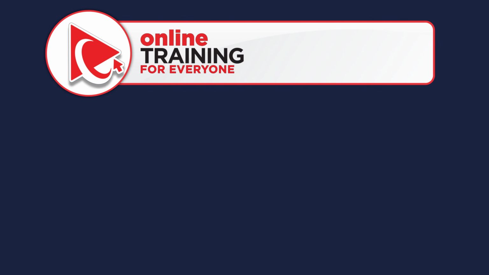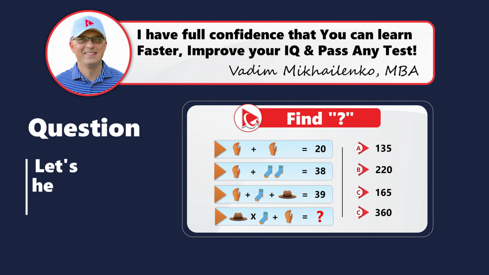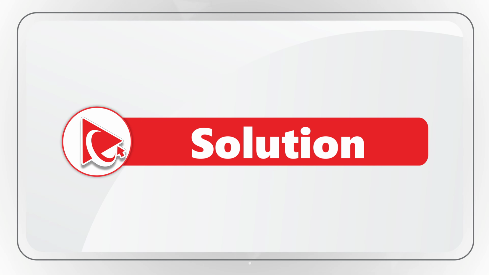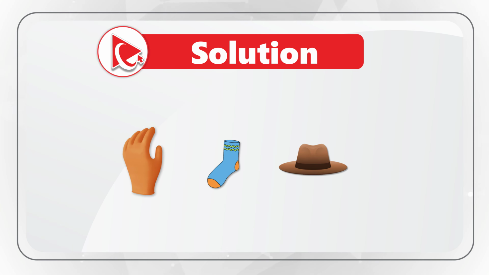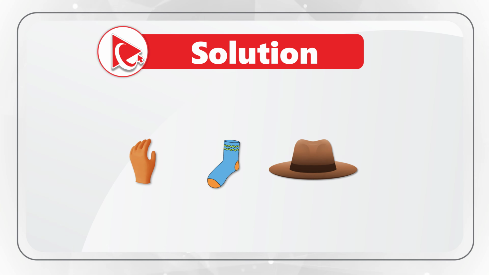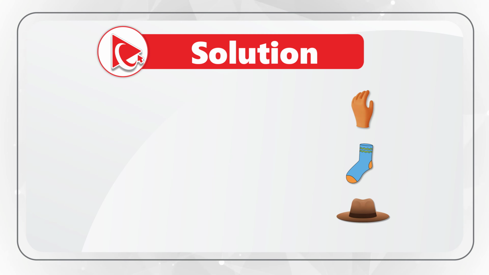On my end, I am moving forward to share with you my version of the solution. And if you have a better way to solve it by using your mental powers, please make sure to share in comments. Obviously, to solve this challenge, you need to find the numbers associated with each object. You need to find the numbers for glove, for sock, and for the hat. Let's look at each expression in more detail.